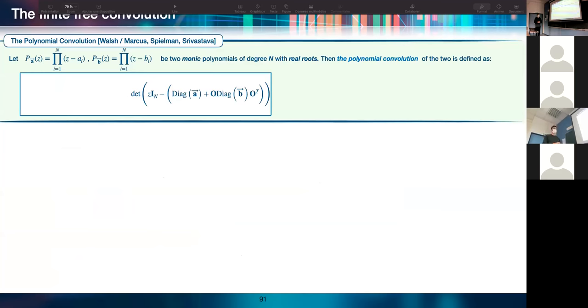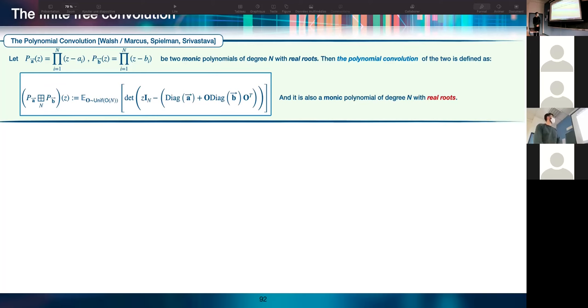At least at the beginning with the second convolution, they were looking at some properties of a random graph, and they were looking at the convolution between polynomials, each monic and each with real roots. Orthogonal distribution, and you do the average over all the uniform orthogonal matrices. This is going to define a new monic polynomial, and what is a very strong property is that this polynomial also has real roots.